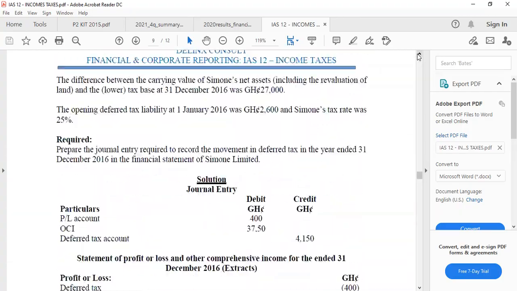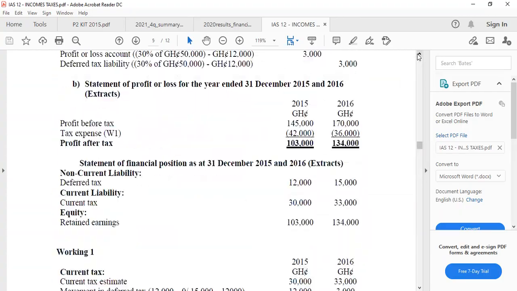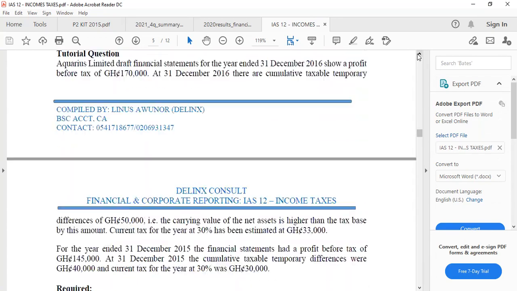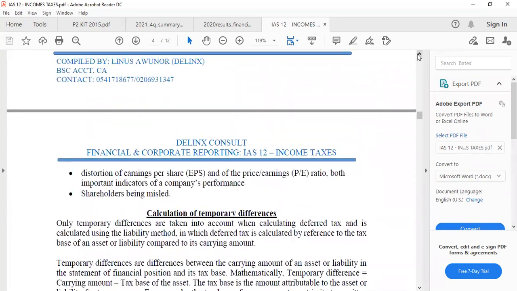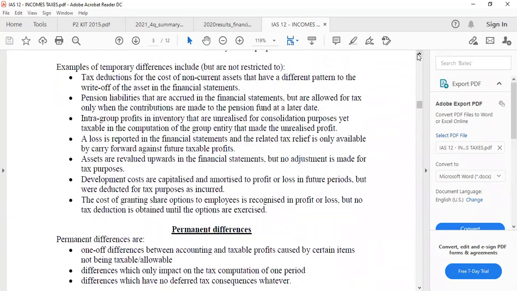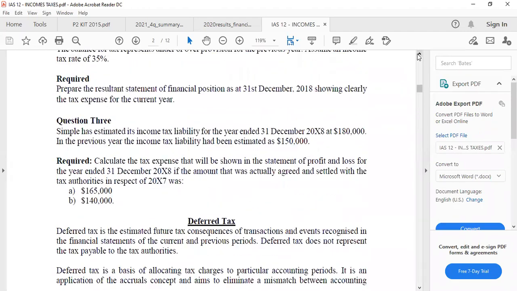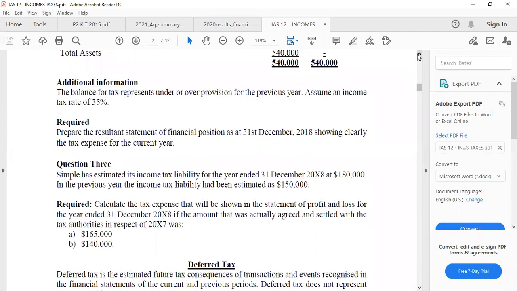Okay, let me take some question on current tax again so that we see how we go about it. The issue is the deferred tax. Well, don't worry, you'll be fine. It's not easy.